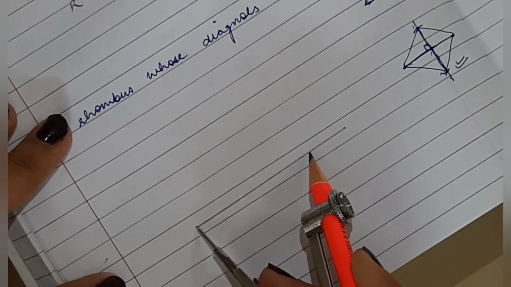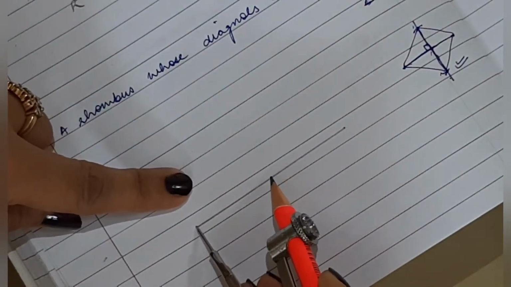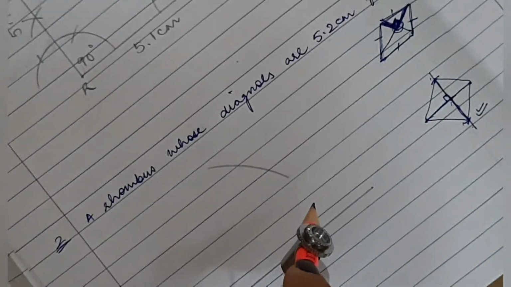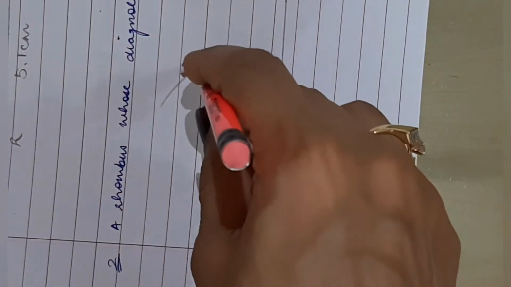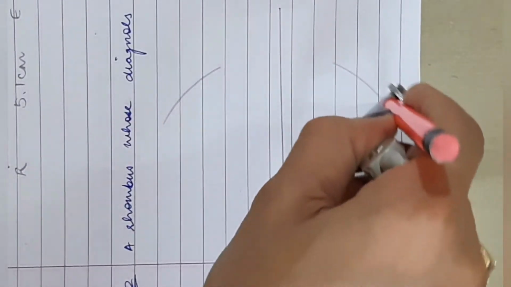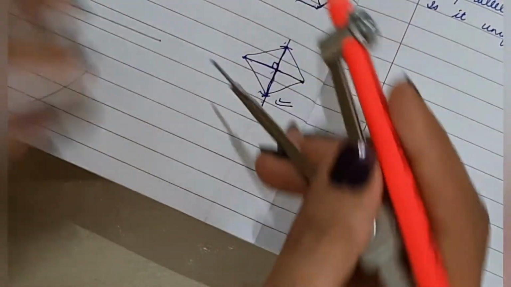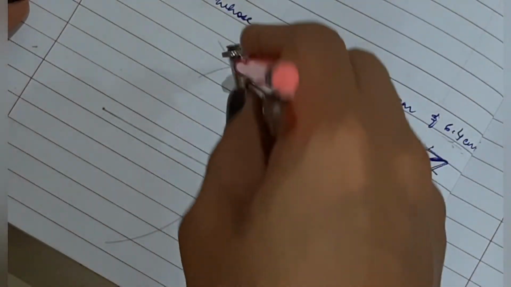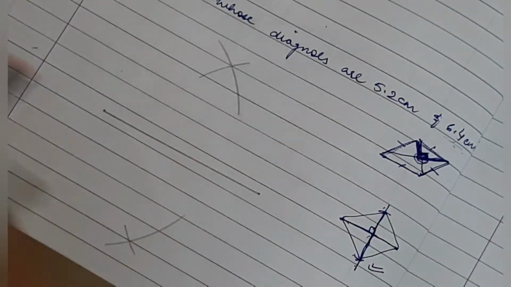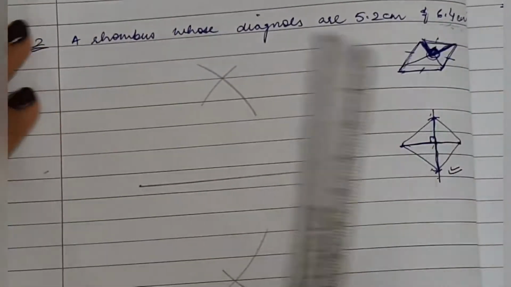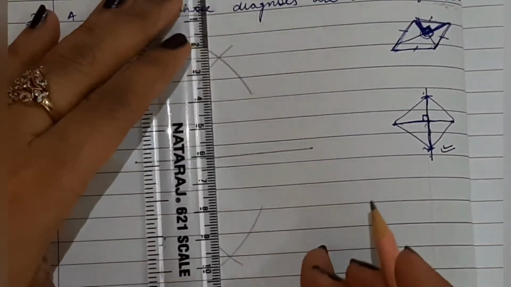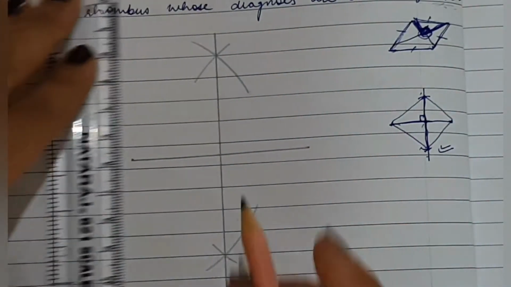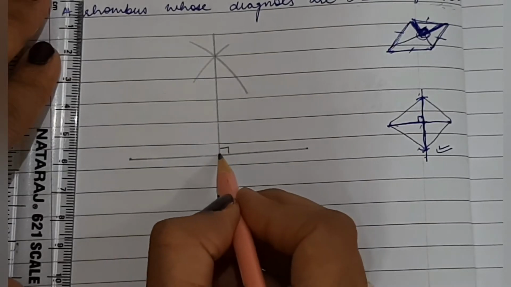That is, open your compass more than half of this segment. Half will be somewhere here. So open more than half of it. Draw an arc above and below. Without changing your compass radius, draw another arc cutting the previous arcs. This way you will have your perpendicular bisector, means you are having 90-degree angle also and your bisector also. Now this is perpendicular bisector, means this is the midpoint.